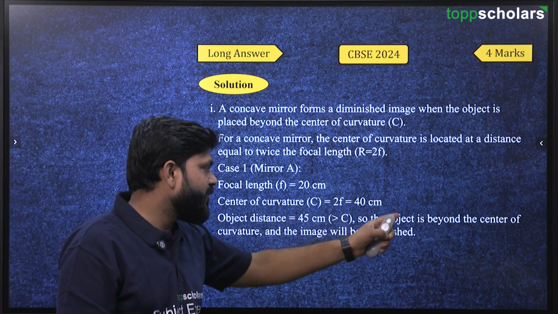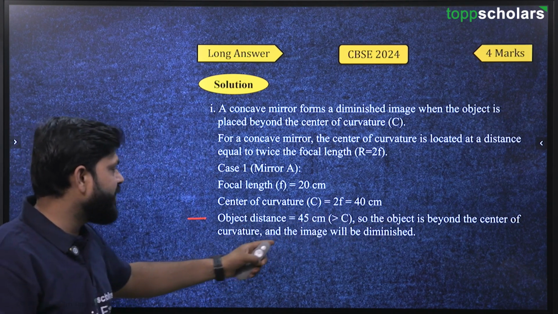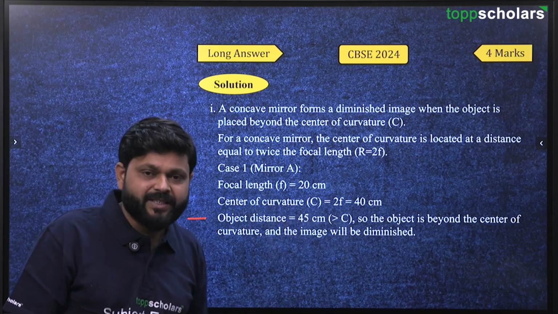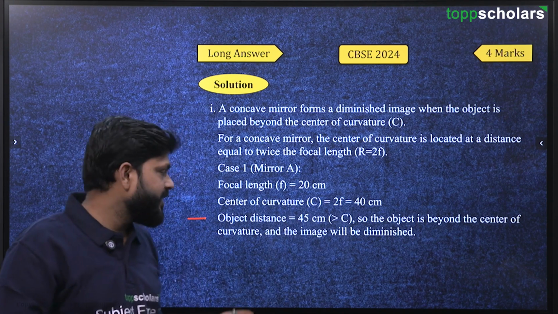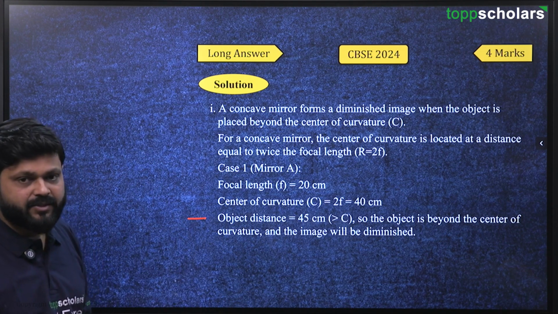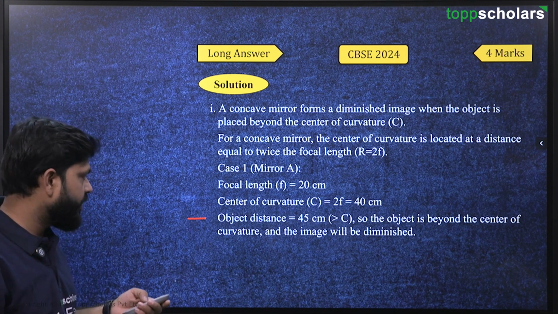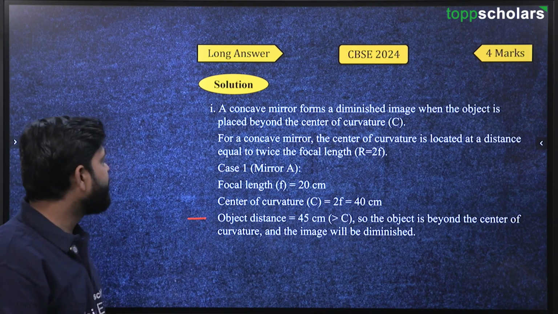So the object is beyond the center of curvature and the image will be diminished. So if the object is beyond the center of curvature, then the image will be what? Diminished. Getting my point? Now, the next part is what?